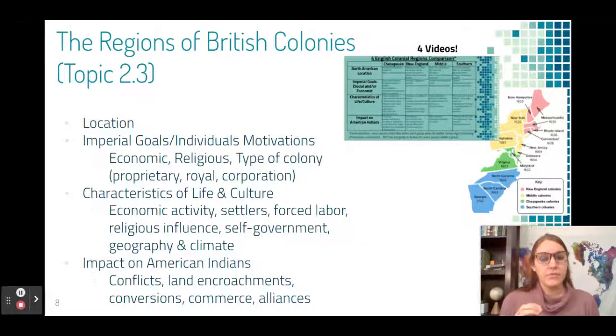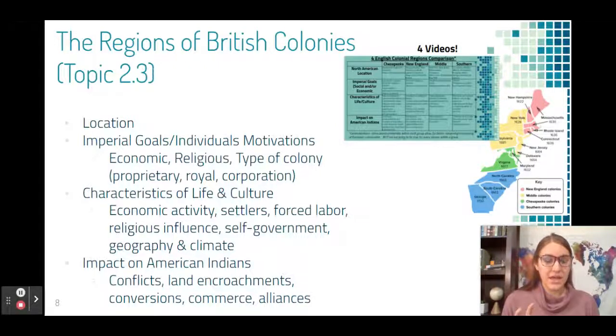So this is where you are to understand the 4 British colonial regions. So the Chesapeake, New England, Middle, and Southern colonies. It's not essential to know all of the 13 colonies and which region they're in, but knowing geographically where they're located and how the environment and climate impacted their way of life, that is essential.